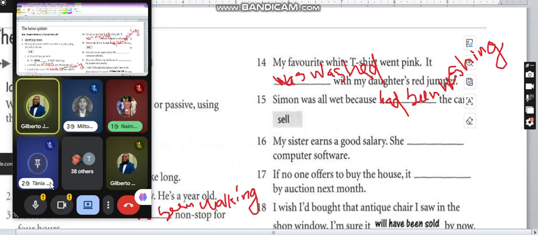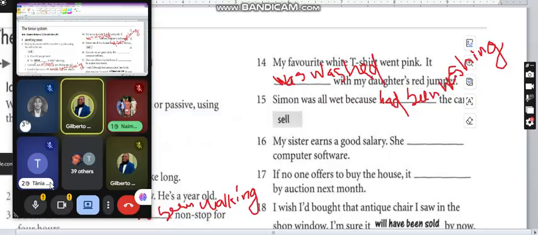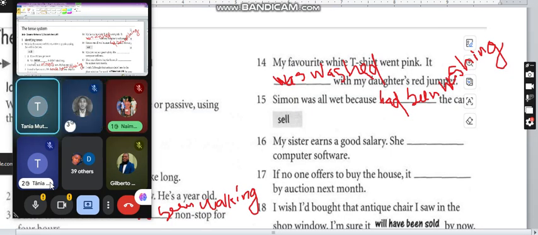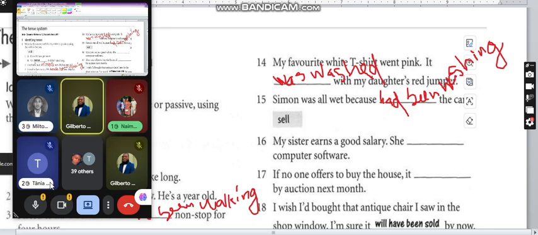I think Tanya is not here. Naima? I'm here. Yes, Tanya. I think the answer is present simple because it's a regular activity, like she does the job every day. It's an action that is done on a daily basis. That's why it's in present simple. Okay, it's an action that is done on a daily basis. My sister earns a good salary. She sells computer software.